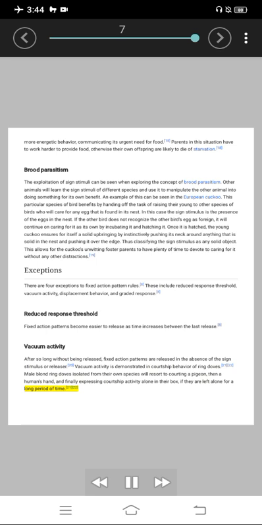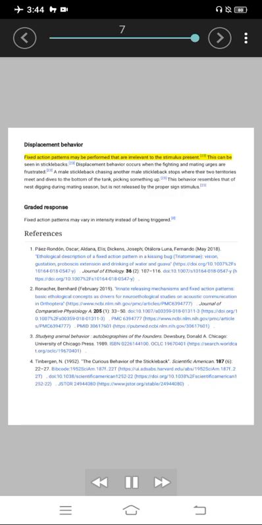Displacement behavior. Fixed action patterns may be performed that are irrelevant to the stimulus present. This can be seen in sticklebacks. Displacement behavior occurs when the fighting and mating urges are frustrated. A male stickleback chasing another male stickleback stops where their two territories meet and dives to the bottom of the tank, picking something up. This behavior resembles that of nest digging during mating season, but is not released by the proper sign stimulus. Graded response.